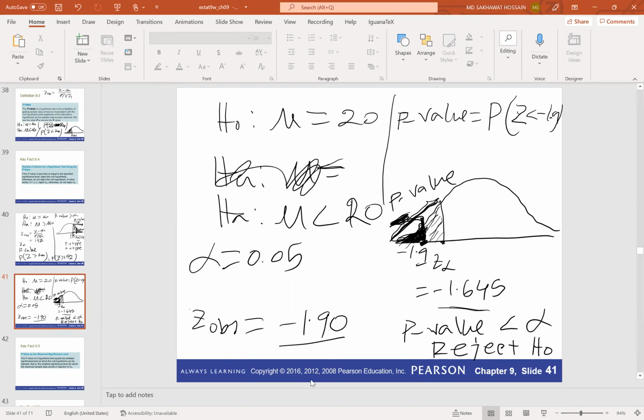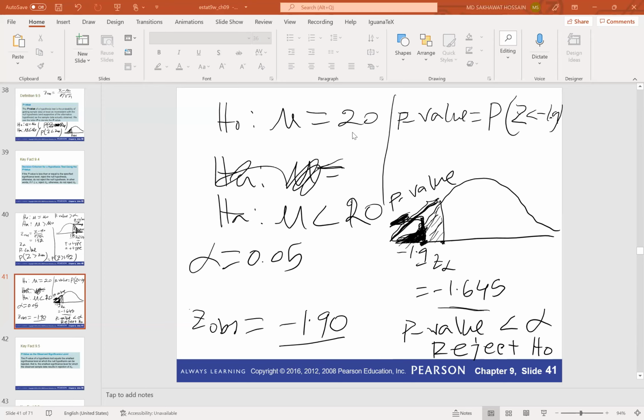So now you can see why we reject the null hypothesis when the p-value is less than alpha. Because when the p-value is less than alpha, in that case the test statistic falls in the rejection region. So that's why we reject the null hypothesis. So is it clear now? Why do we reject the null hypothesis when the p-value is less than alpha? And why do we fail to reject the null hypothesis when the p-value is greater than alpha? Is it clear, or do you have any question? Okay, that's great.